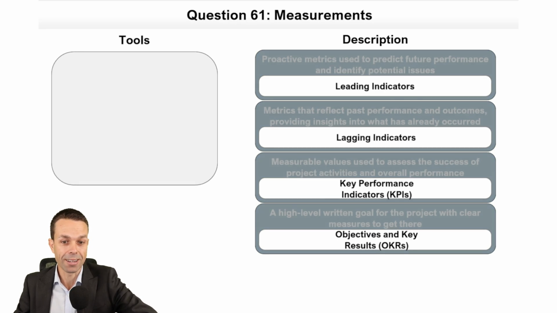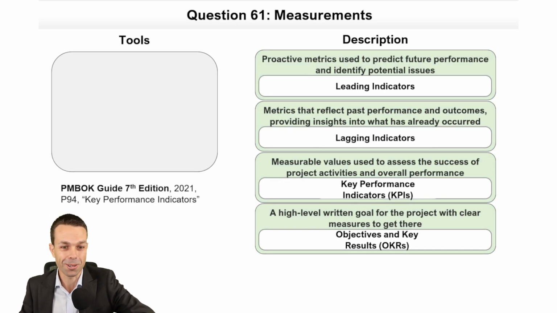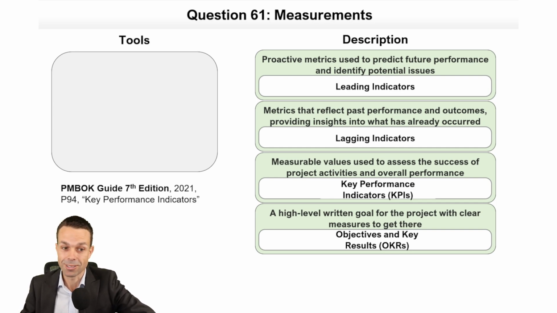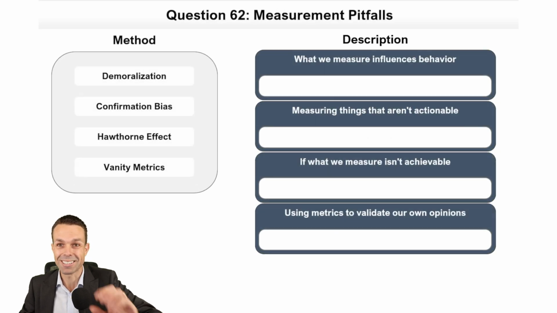Let's quickly check that out. And it looks like those are correct. From the PMBOK Guide 7th edition, if you want to check that out, key performance indicators on page 94. How did you guys go with that one? First one off the ranks in this little section.